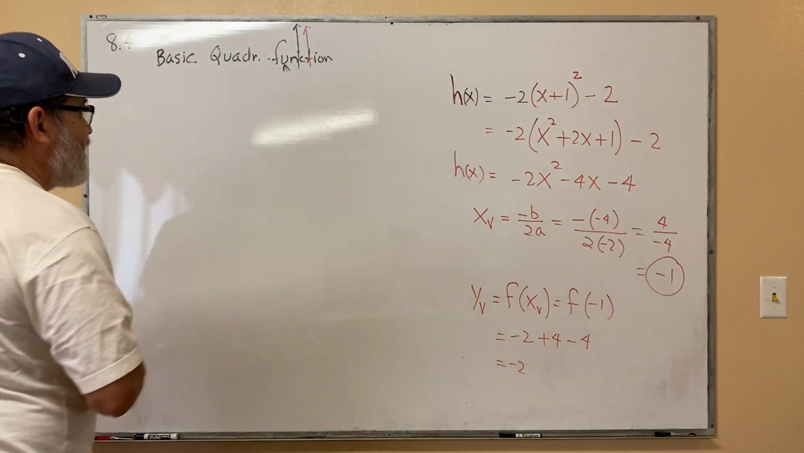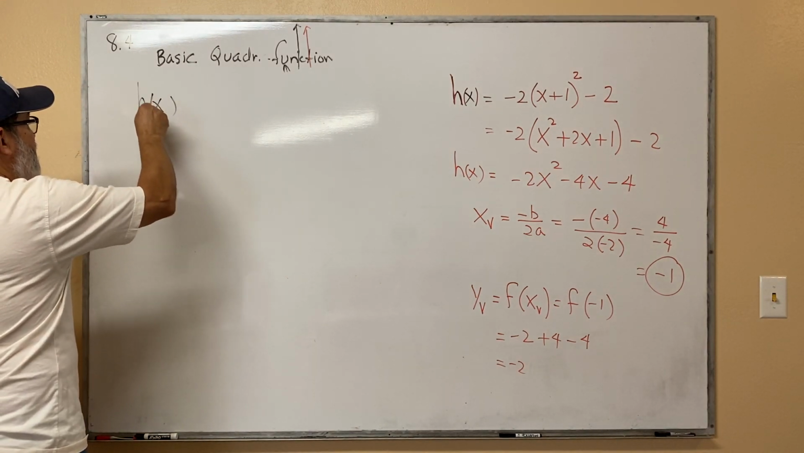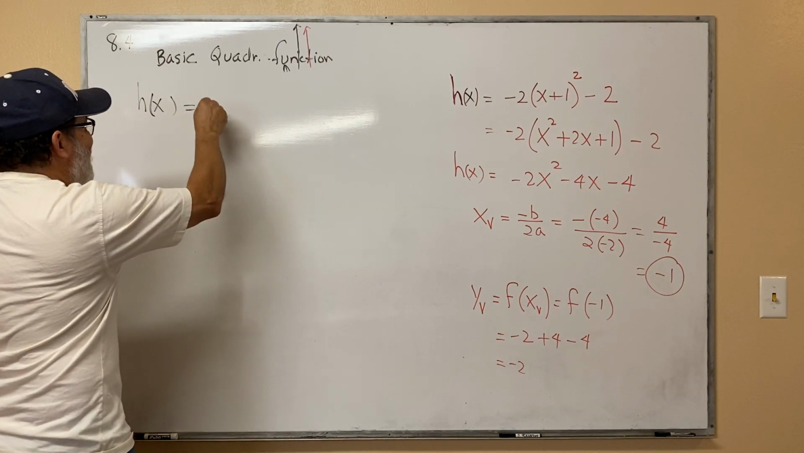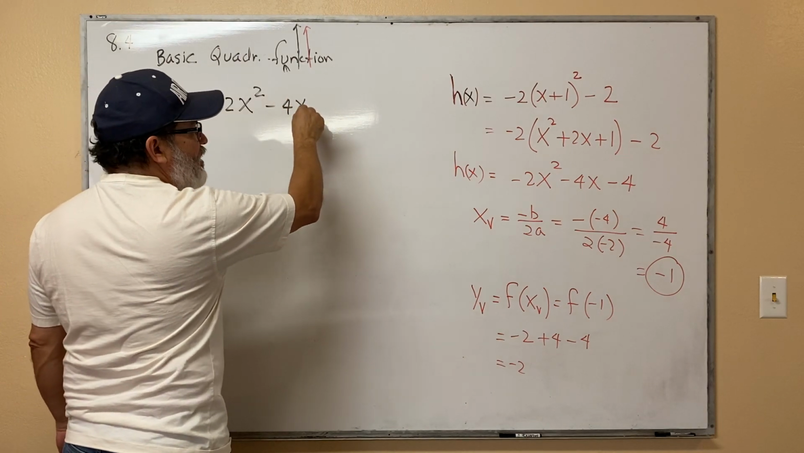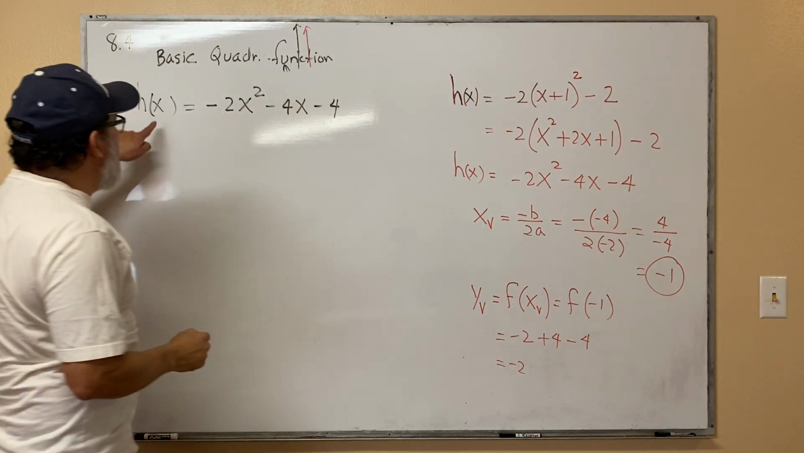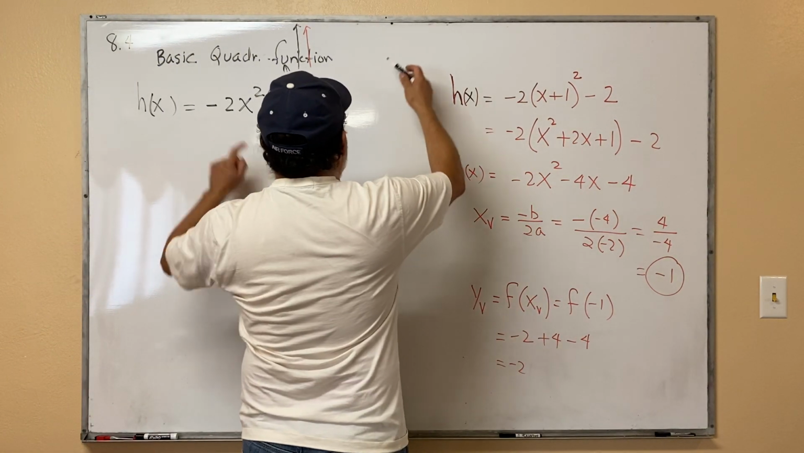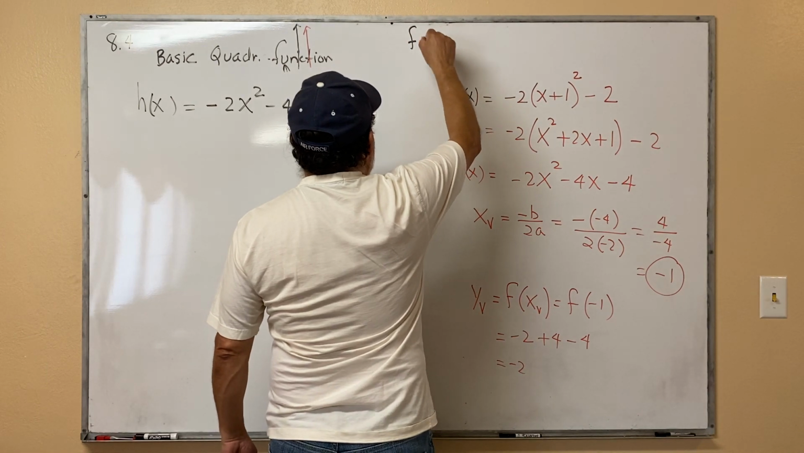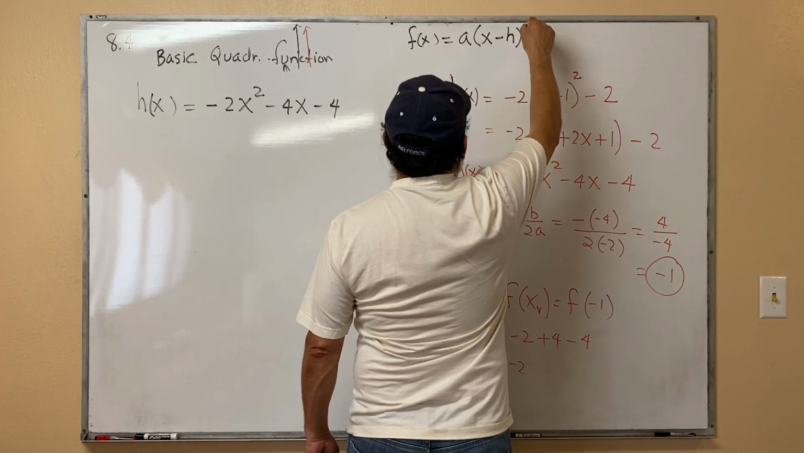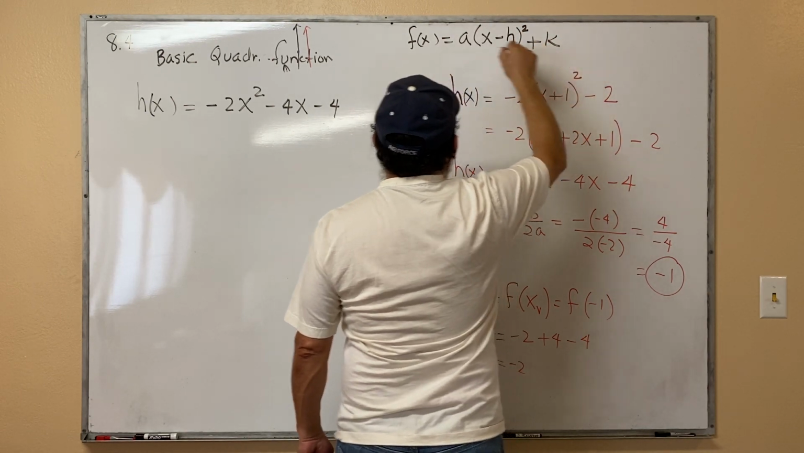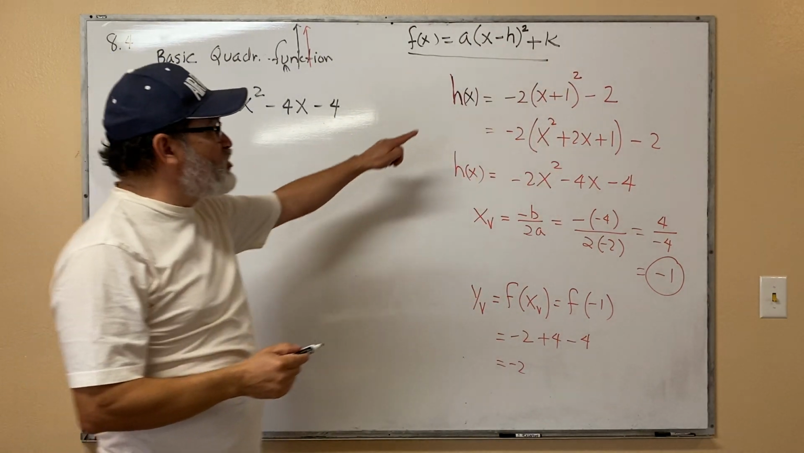If the parabola is given in this form, h of x equals -2x squared minus 4x minus 4, how can we get this one in that form? How can we get this one in this form? f of x equals a times x minus h quantity squared plus k. We want this parabola in this form.